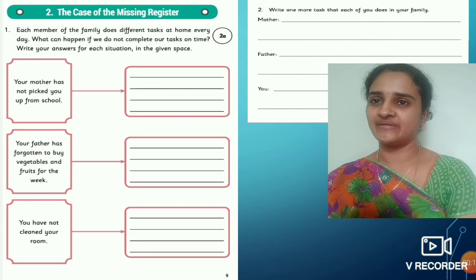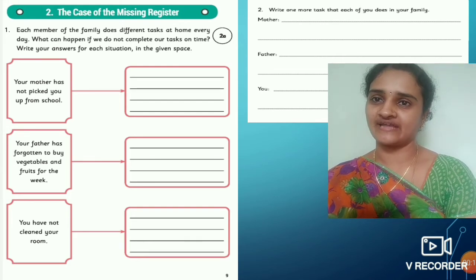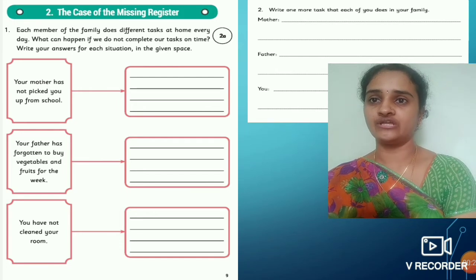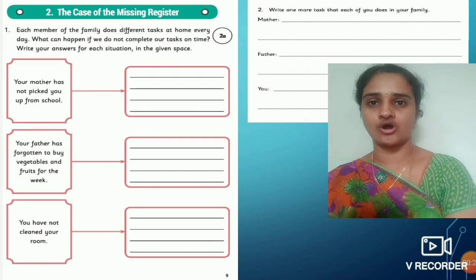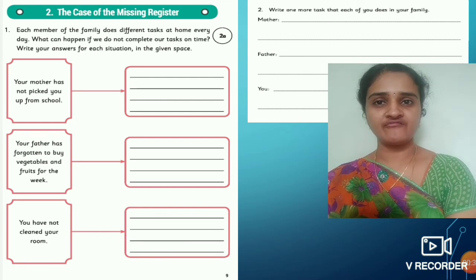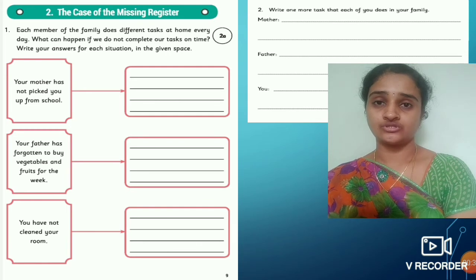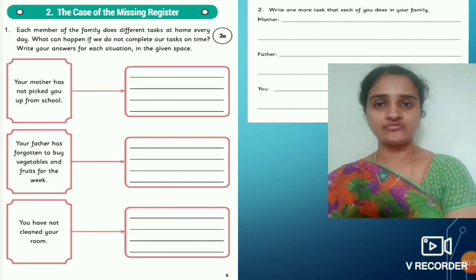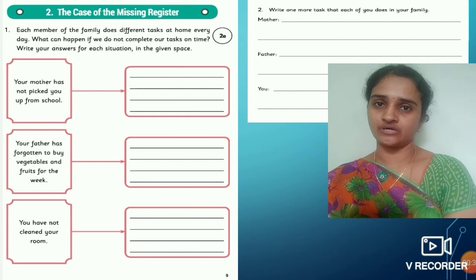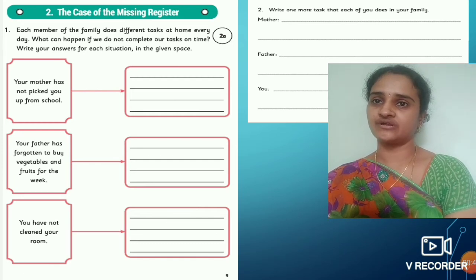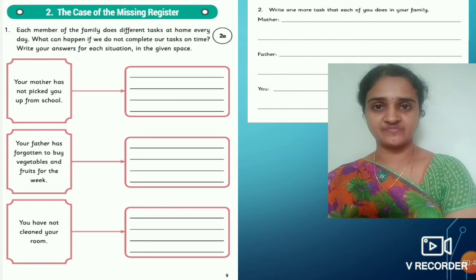Each member of the family does different tasks at home every day. What can happen if we do not complete our tasks on time? Children, in our home, there are tasks for everybody in the house, isn't it? Your father, your mother and yourself. So, you have to write what would happen if you do not do that work on time. So, write your answers for each situation in the given space.